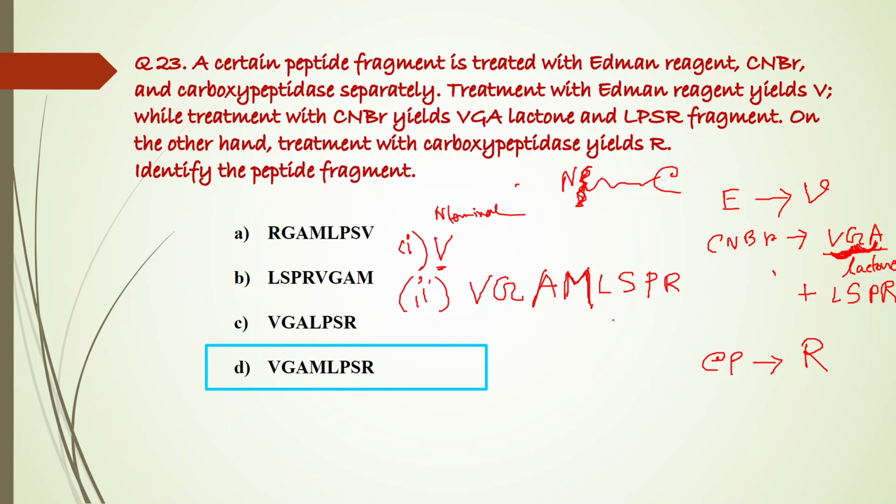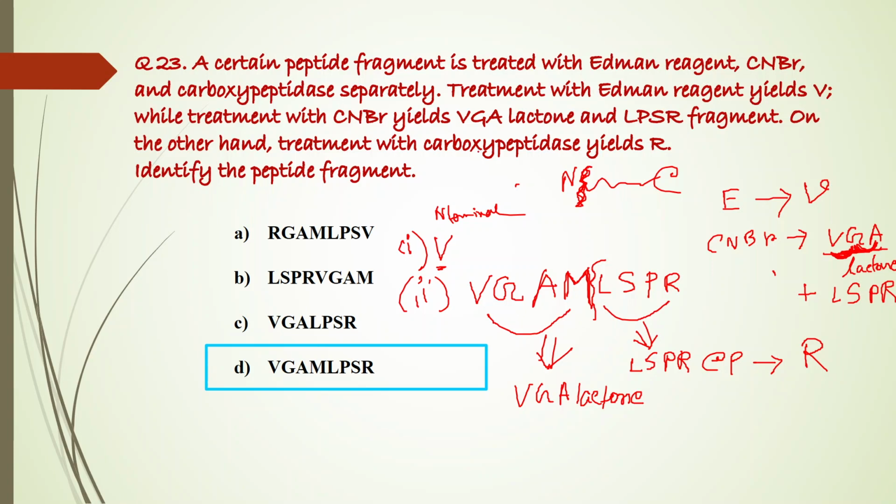If this is your sequence and now you treat it with CNBr, where will it cleave? It will cleave after methionine at the carboxyl side, and you will end up with this part and this part. This VGAM part will go into formation of VGA lactone, and another part will stay intact as LSPR. So it is exactly matching the things that you get after enzymatic digestion.